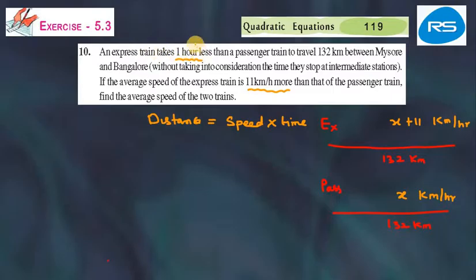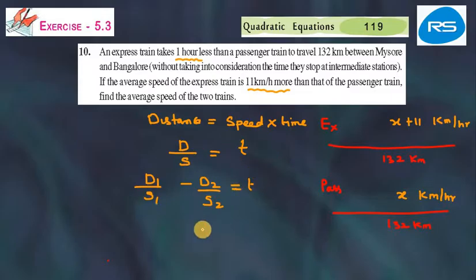He has given a difference in timing, how much? 1 hour. Difference in hours is 1 hour. So that's why I am taking t as the subject. Distance by speed is equal to time. I am taking the difference, d1 by s1 minus d2 by s2 is equal to t. Now I will substitute each and every value. I will get the quadratic equation. If I solve the quadratic equation, then the sum is solved.